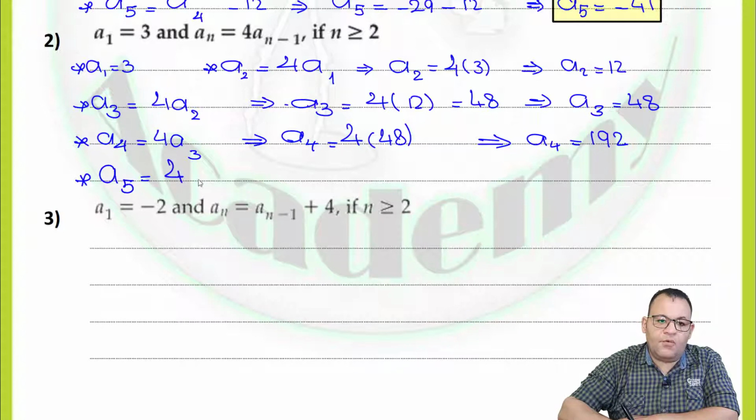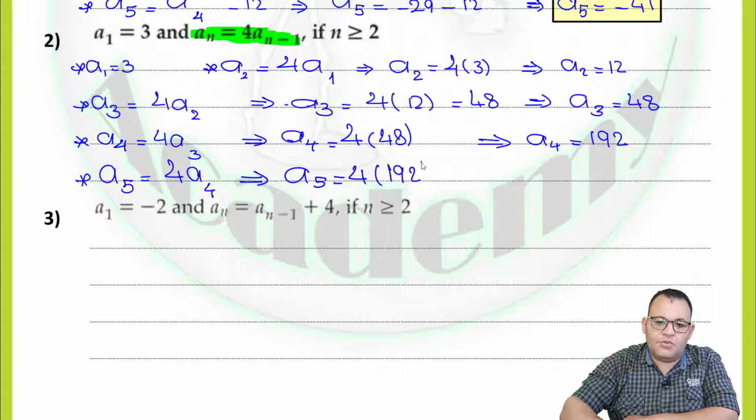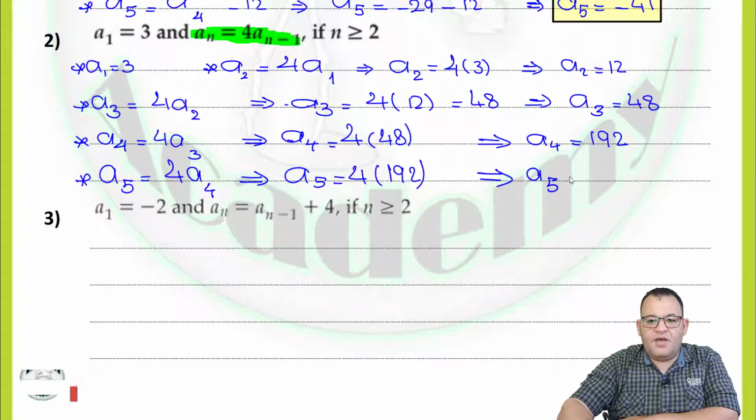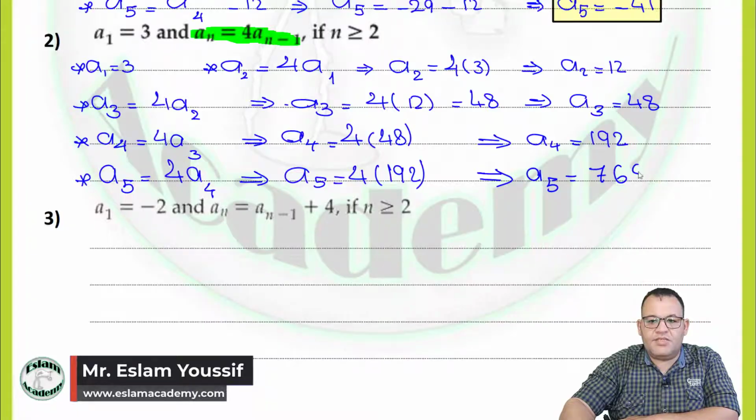a5 is defined by 4a5 minus 1. 5 minus 1 equals 4. All of that we can find from the equation an equals 4an minus 1. Now we can use substitution. So a5 is equal to 4 multiplied by 192. Then we can say that a5 is equal to 768.